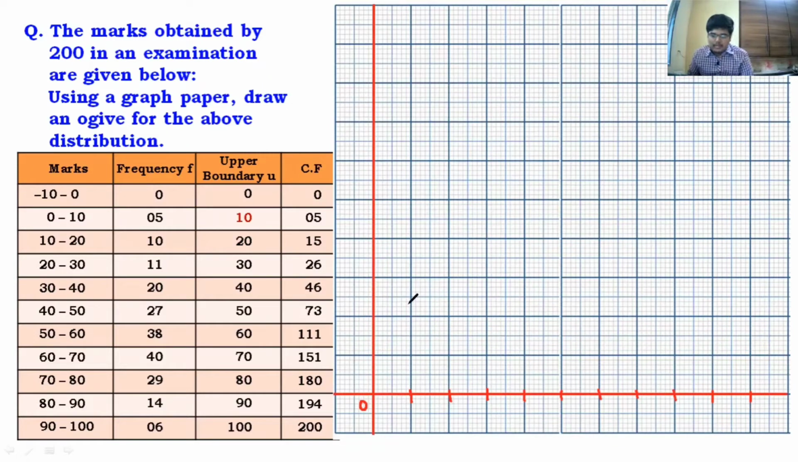Okay. So here now we'll just plot these values. So we have 10, 20, 30 up to 100. So 10, 20, 30, 40, 50, 60, 70, 80, 90 and 100. This will be x axis, this will be x dash, this will be y dash, and this will be y. Now we'll have to decide the scale for the y axis. See, on the y axis we have to reach till 200.